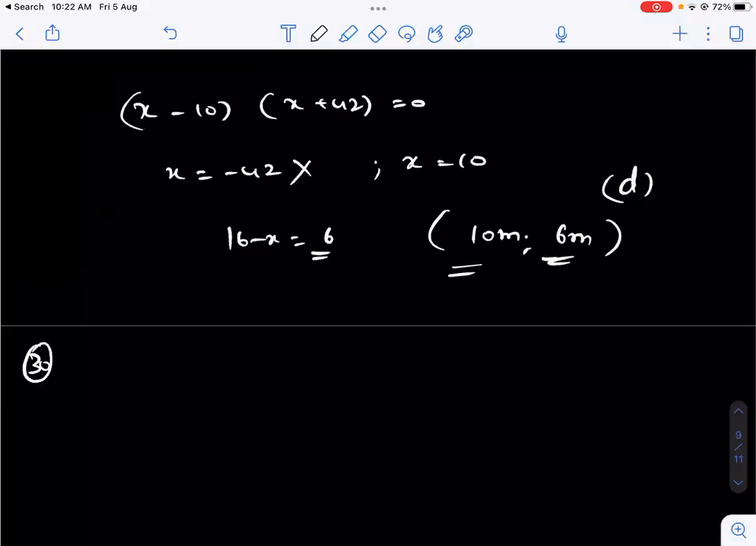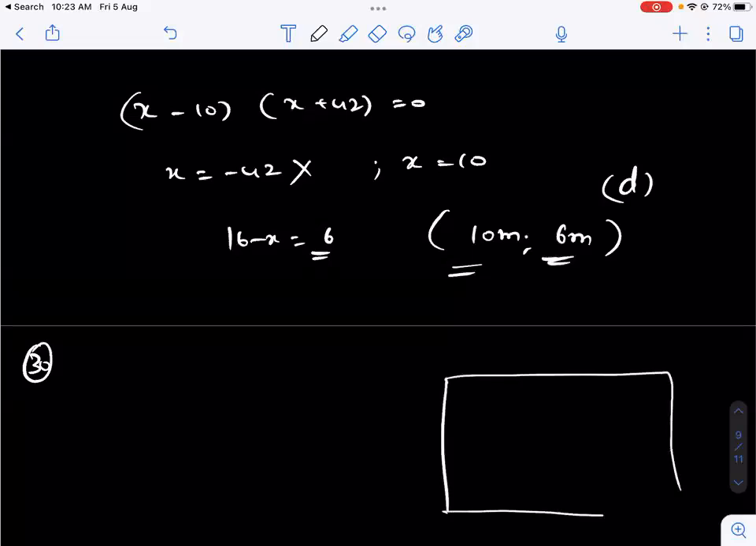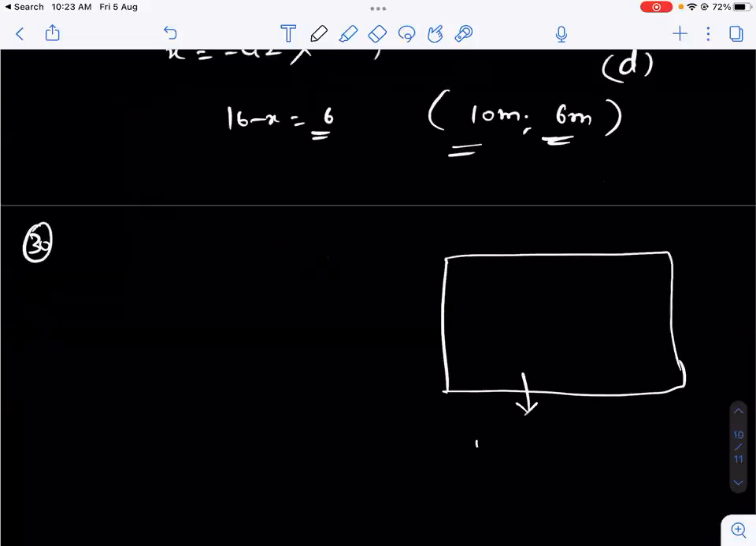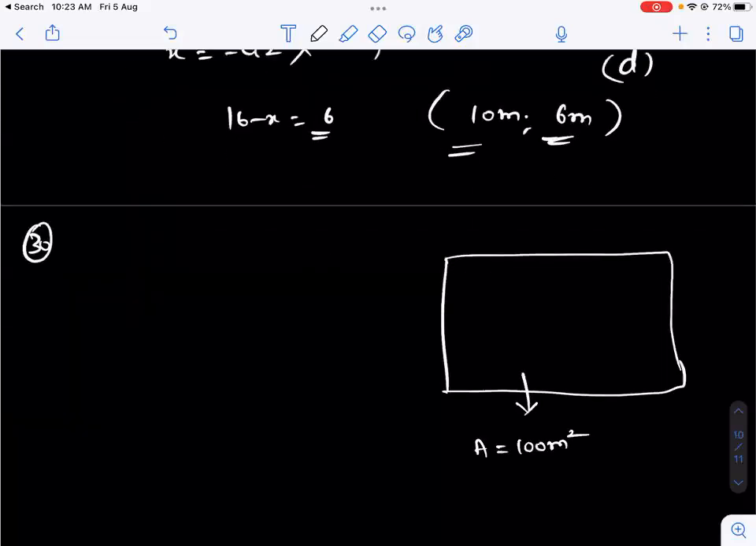A farmer wishes to fence a 100-meter square rectangular vegetable garden. Since he has with him only 30-meter barbed wire, he fences 3 sides of the rectangular garden, letting the compound wall of the adjoining house act as the 4th side fence. Find the dimensions of this garden. So there is a rectangular garden whose area is how much? 100 meters square.